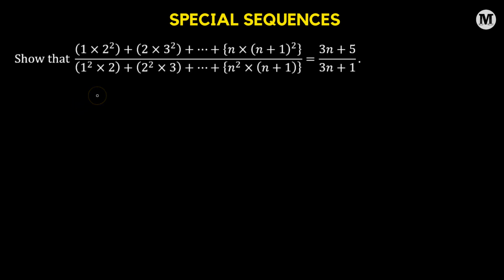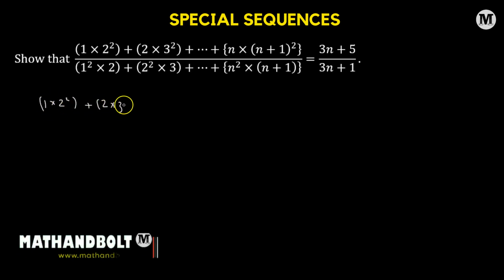So in this problem, we need to verify the following. Let us begin. Here we will start from the left hand side, but before that, let's try to understand the numerator. Here we have the first term, which is given by 1 times 2 squared, added to the second term that's given by 2 times 3 squared.